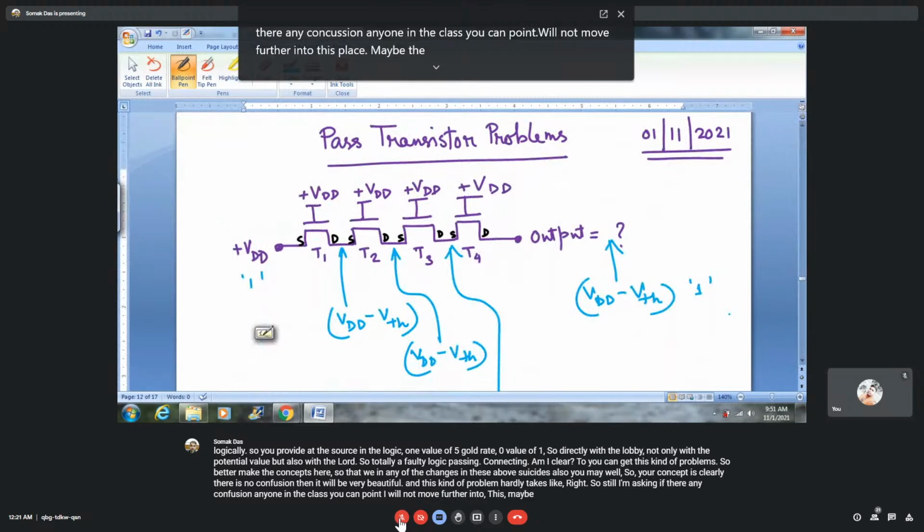Maybe the transfer characteristics curve plot I will be taking up for the next class.